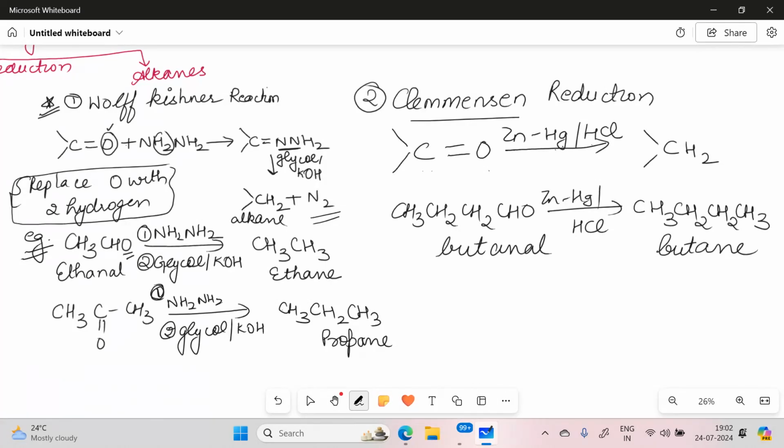So this aldehyde or ketone, whatever is there, it will convert into the corresponding alkane. Alkane means you have to replace the oxygen with two hydrogens. See, like butanal. If you are reacting with zinc amalgam and HCl, butanal will convert into butane. This oxygen will be replaced by two hydrogens. It becomes CH3. I will give one more example.